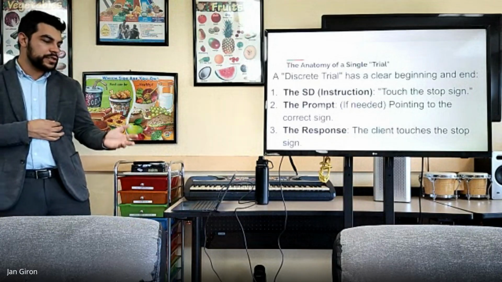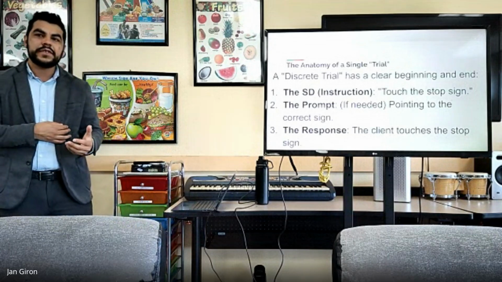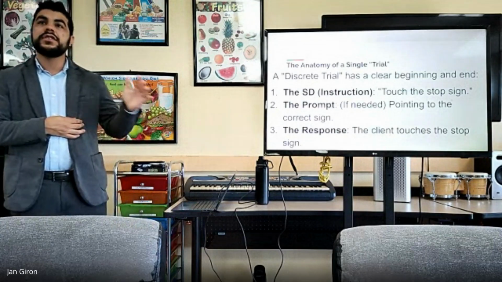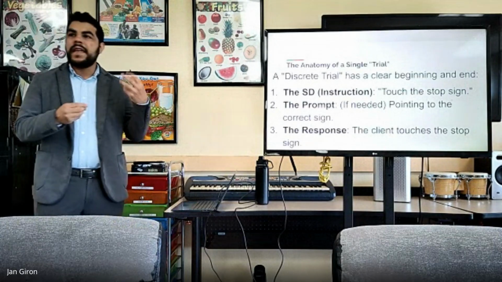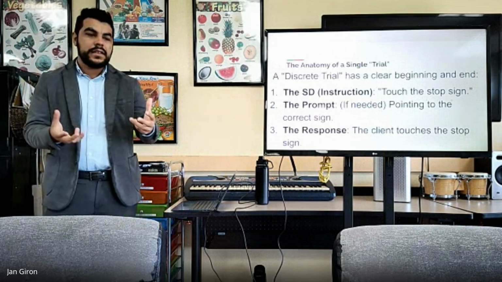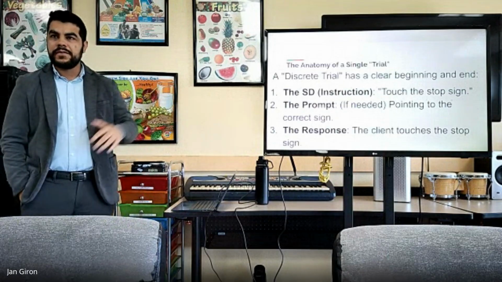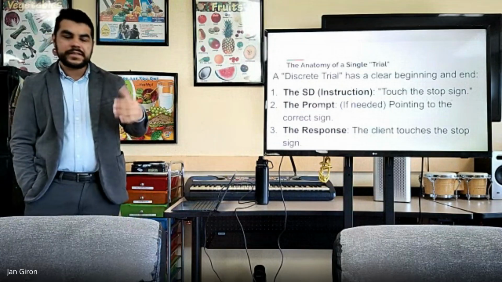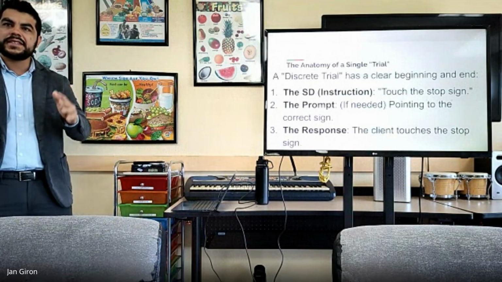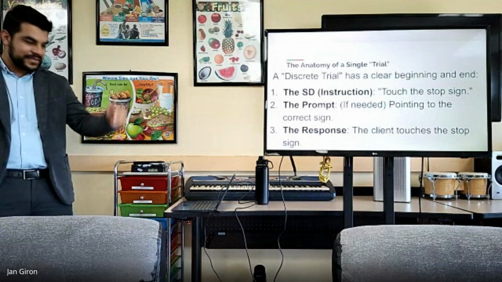So in discrete trial training, when we provide the instruction, so for instance, if you tell the client, touch the stop sign, that will evoke the behavior. It is likely to happen if you present the instruction and they're not likely to touch it if it's absent or you don't say it. That's pretty much the main idea as for the SD, but I think it's much easier to think about it as the instruction.